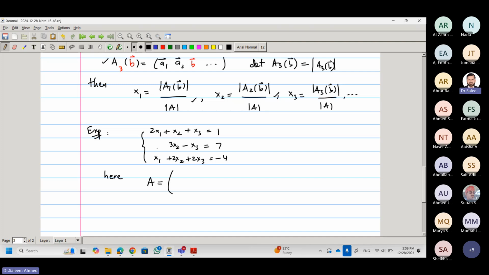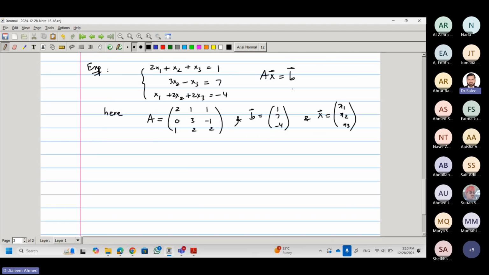So here A is the coefficient matrix: 2, 1, 1, 0, 3, minus 1, 1, 2, 2. Only the left side, the coefficient matrix. And B is the vector on the right side: 1, 7, minus 4. Because we are writing it as AX equal to B, where A and B are given, and X is your unknown vector, X1, X2, X3. So first you write the matrix form, and now the first thing is to see whether the determinant of A is 0 or not.